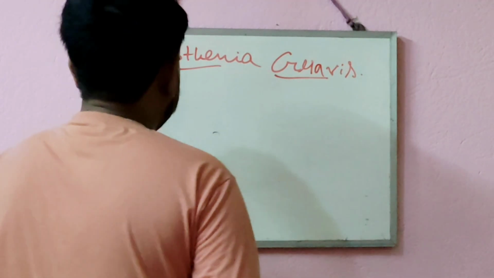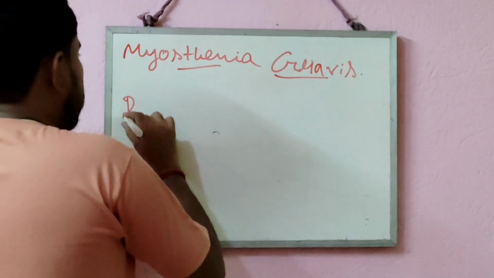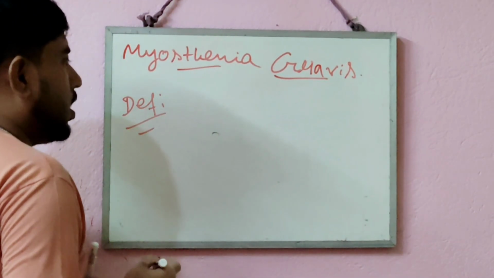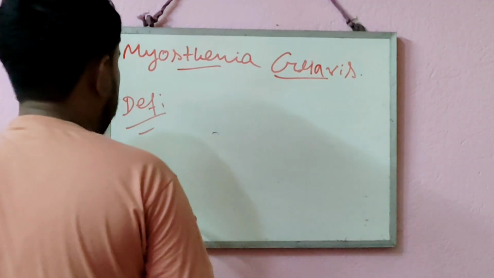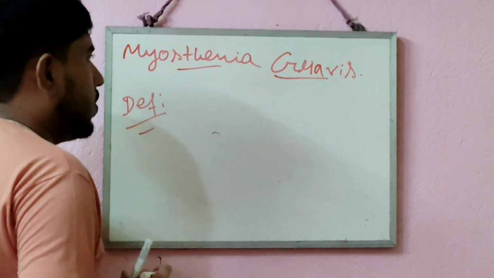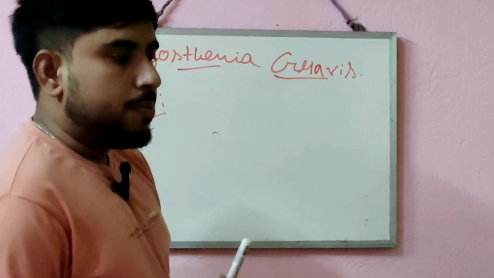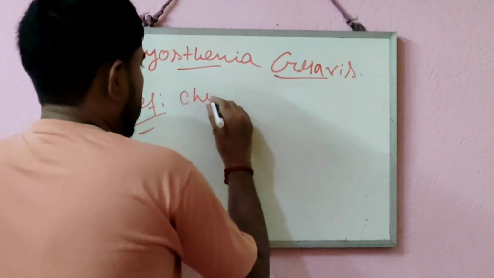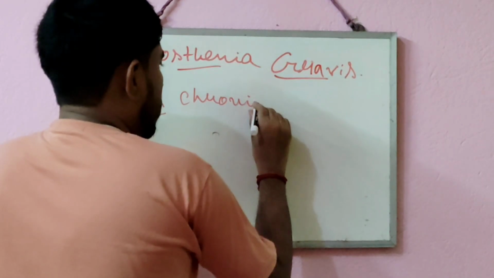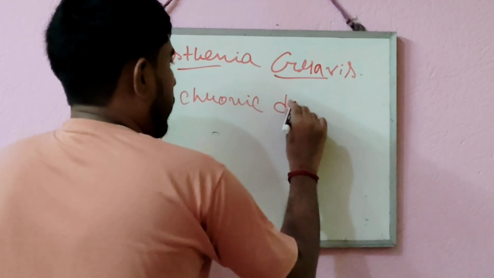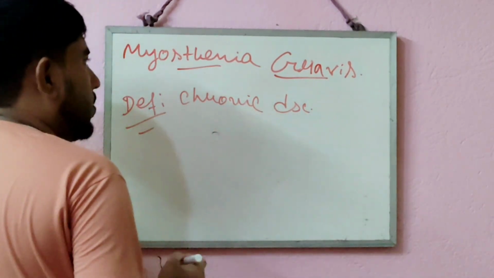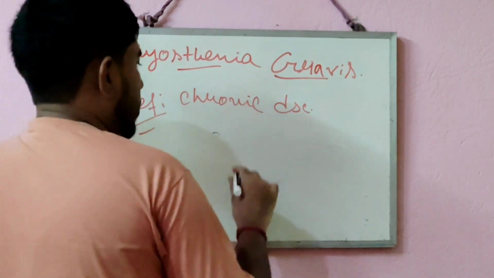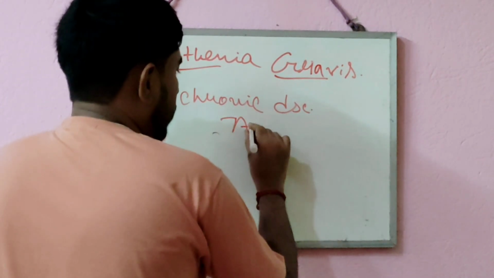First, we have to know the reason why myasthenia gravis generally takes place, and the definition of myasthenia gravis. So, myasthenia gravis is a chronic autoimmune disease. We know disease can be of two types: one is chronic and the other is acute. Myasthenia gravis is a chronic disease, an autoimmune disease.